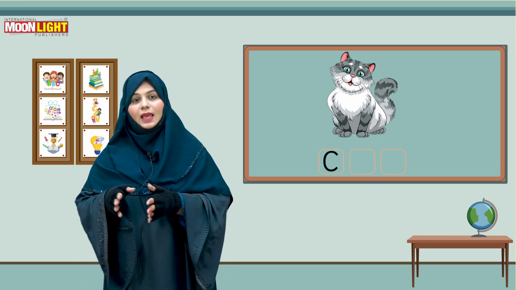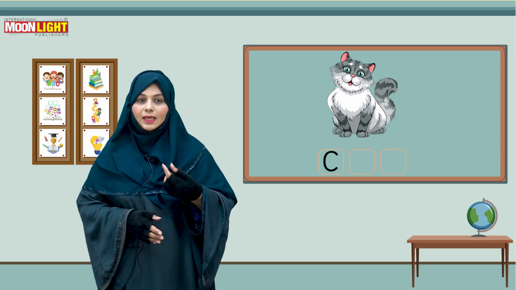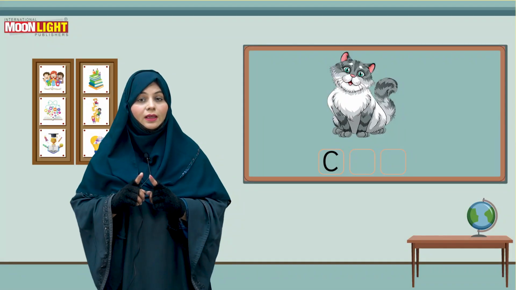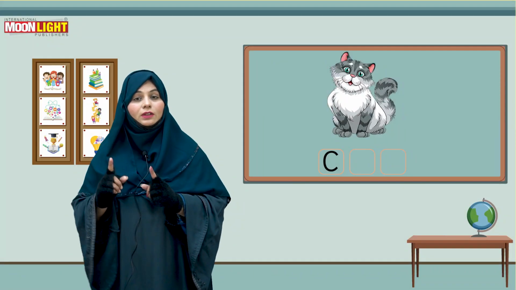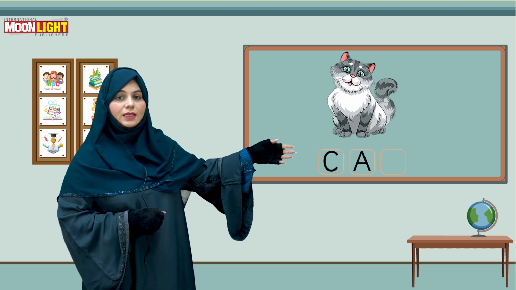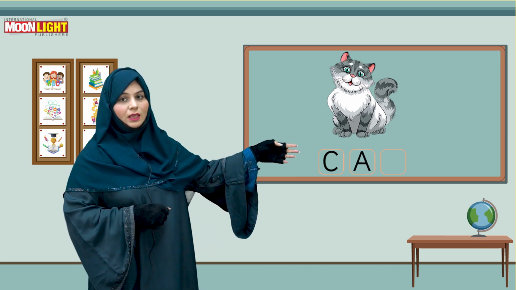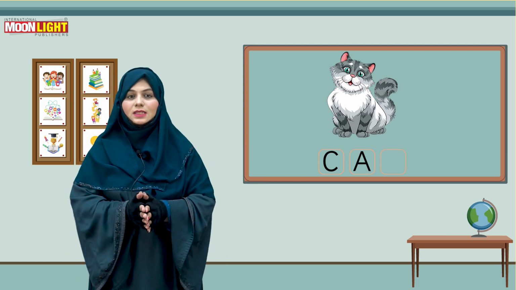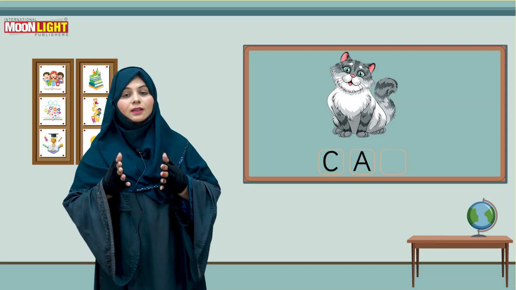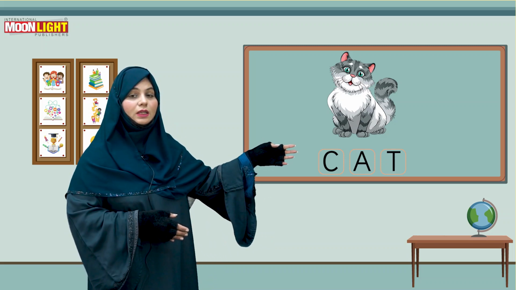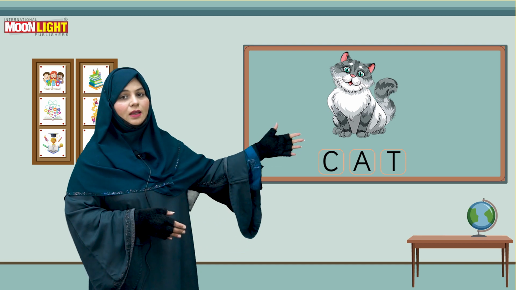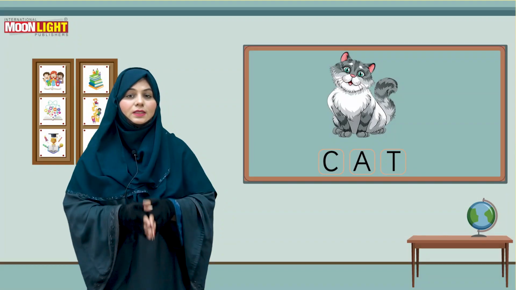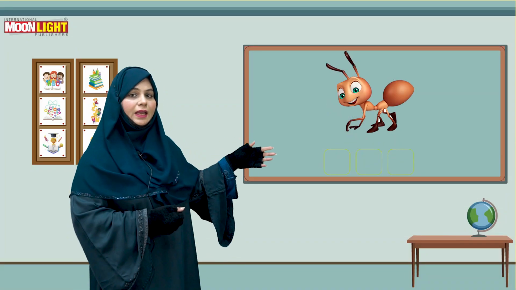And A says A. You know, E says A and A says A. You have to lengthen the sound a little bit in letter A. Like we are going to write here. C, A. And this is cat. The last sound is T. So we are going to write T over here in the last block. C, A, T. It's cat.